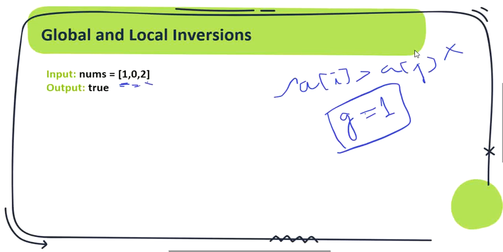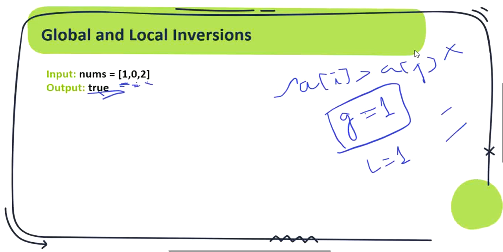Moving on to local inversions, which are a subset of global inversions where the number should be greater than the adjacent number. If you check, 1 is greater than 0, and 0 is the adjacent number to 1, so there is one local inversion. If you check 0, 2, the condition is not satisfied, and we cannot check any more numbers because we should only compare adjacent numbers. So in this case, both local and global inversions are 1, and we have to return true.